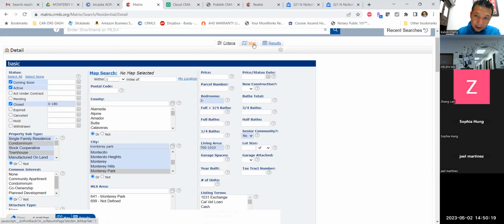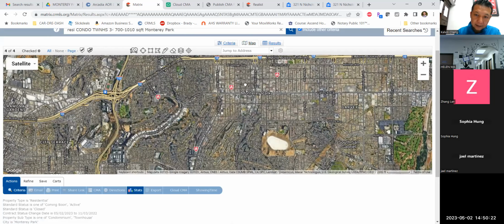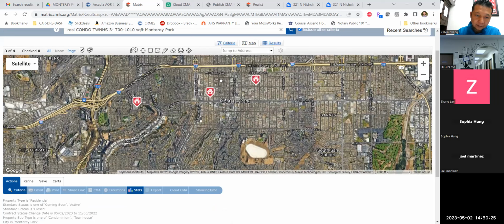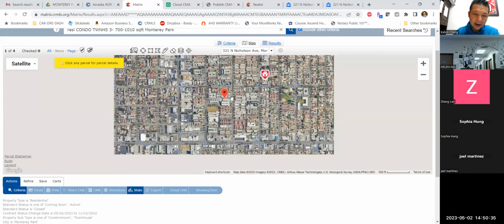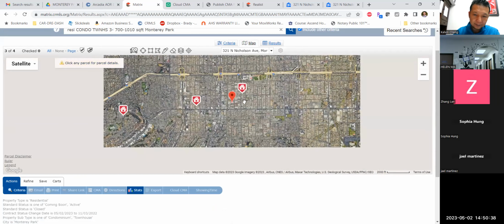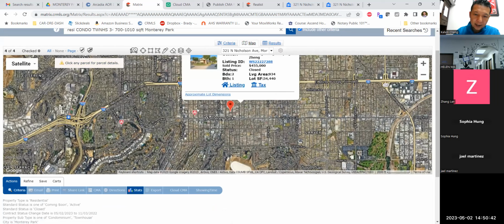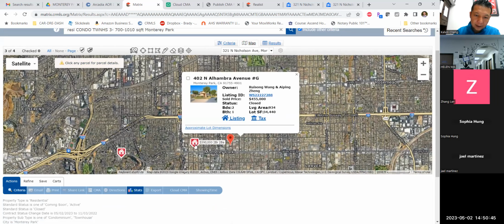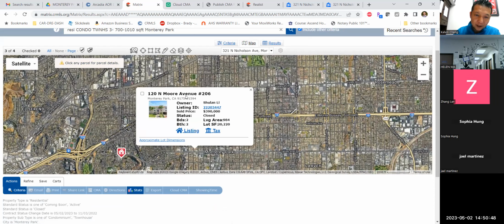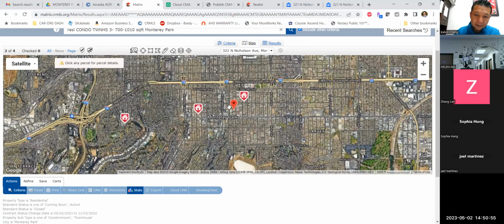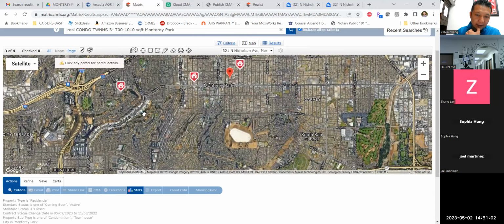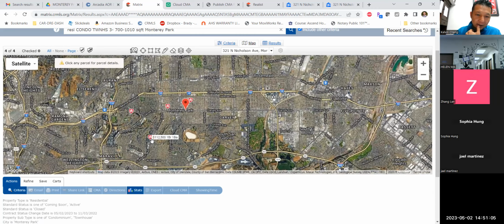Then I want to price this in Monterey Park near Nicholson. So I can go to 321 Nicholson. Find my subject property, which is right there. And the 2 closest comps are right here, 402 Alhambra, and this 390,000, which is on Moore Avenue. Not many comps to work with, guys, right? If there's only these 2 comps really to use, this is a totally different neighborhood right here. And down here is also a different neighborhood.